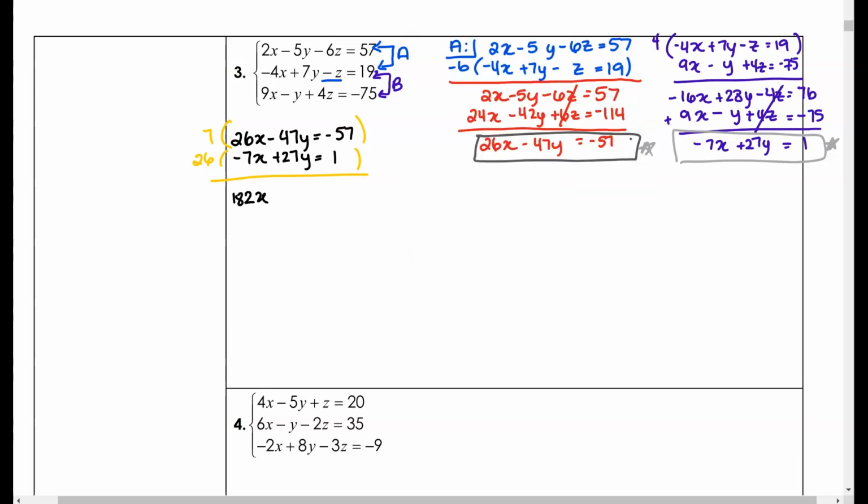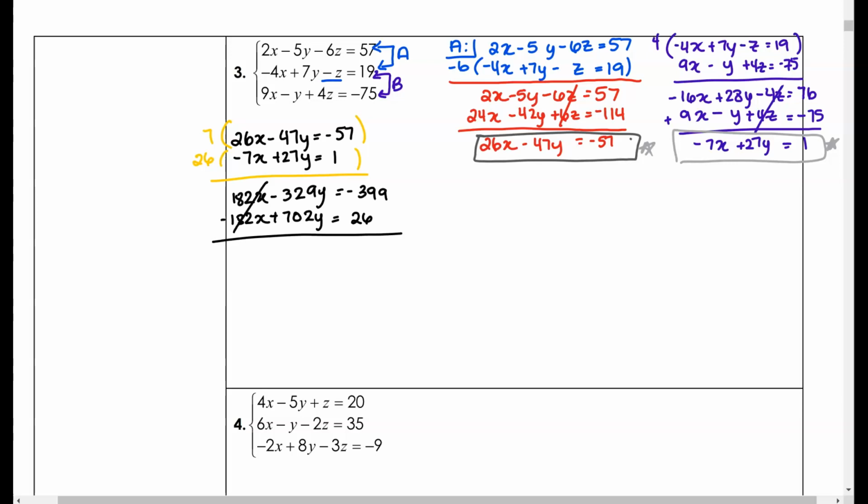Okay. And then I'm going to end up subtracting 7 times 47y, which is going to give me a 329y. And 7 times negative 57, that's going to be a negative 399. In that denominator, 26 times negative 7, that's going to be a negative 182x. And then that's going to be plus 26 times 27, that's 702y. And that equals 26 times 1, which is 26.